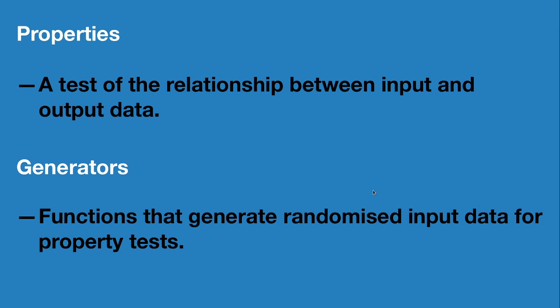And to start off with, for those uninitiated to properties, it'll start to become clearer over time. The two key bits of terminology here are properties themselves, which are a test of a relationship between input and output data, and generators, which are functions that generate randomized input data for property tests. So the randomized is the big part here. With property tests, you don't set the input data, but rather you create generators that make that input data for you. And the idea behind that is that you can get a much bigger testing space from them.